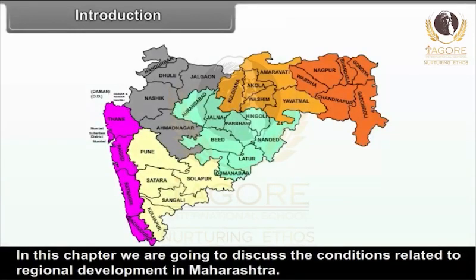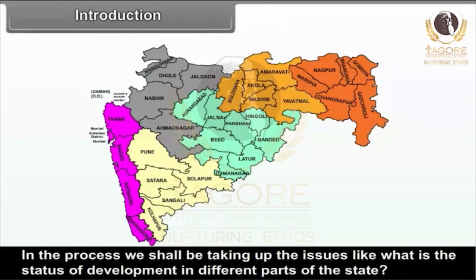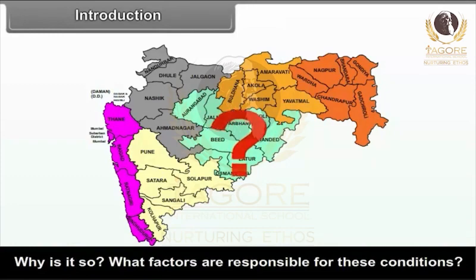In this chapter, we are going to discuss the conditions related to regional development in Maharashtra. In the process, we shall be taking up the issues like what is the status of development in the different parts of the state? Why is it so? What factors are responsible for these conditions?